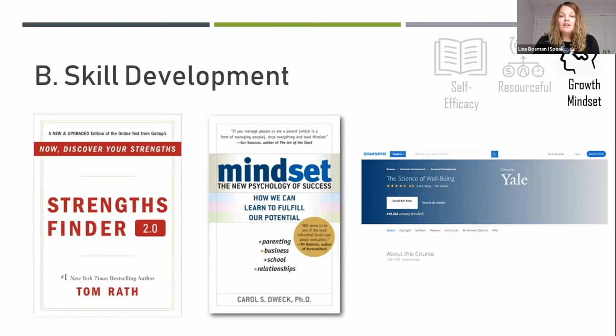And then the far right is, if you haven't taken it yet, the Science of Wellbeing. It's been in the media quite a bit over the past several months. It's offered by Yale through Coursera, and this is another free course that students can take to understand how they can make improvements on their own well-being, which will ultimately help their growth mindset.